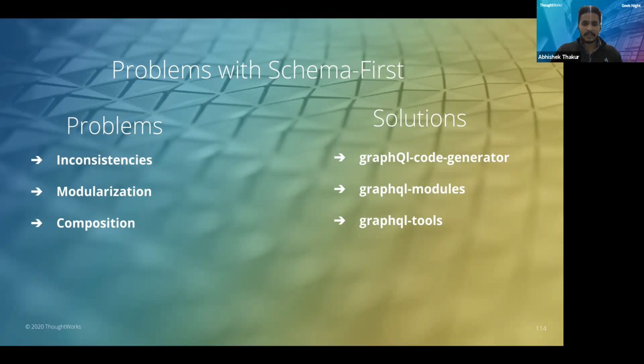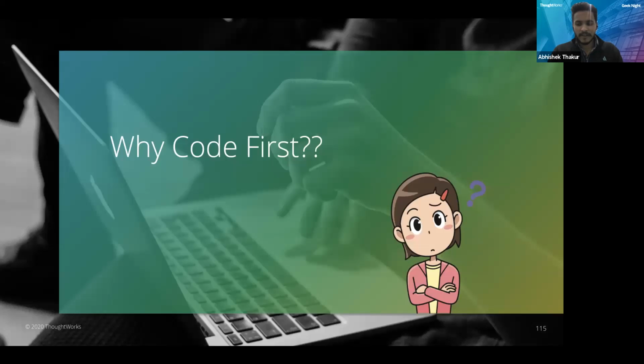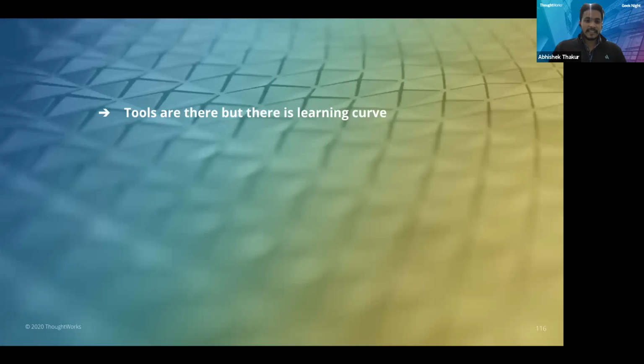So we discussed the problems in a schema first approach, and we also discussed the solutions. Then there is a question: why do we need code first? If everything is achievable by schema first, then why do we go for code first? The first reason is, tools are there, but there is a learning curve. We discussed 3 tools for now. There can be more, but with every tool, there will be a learning curve.